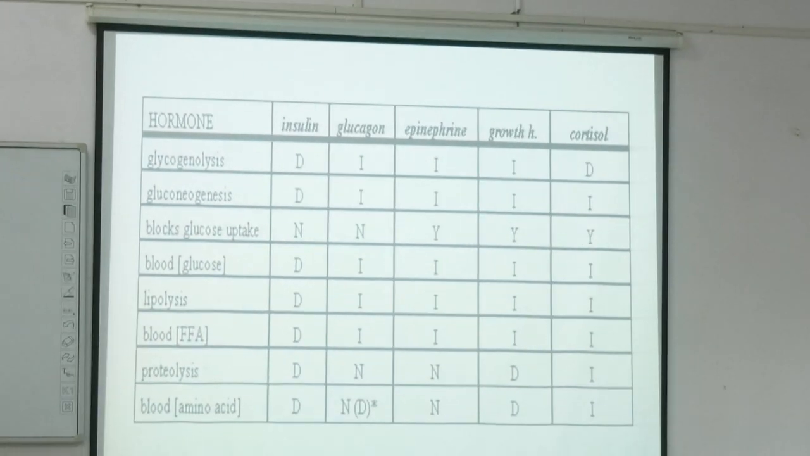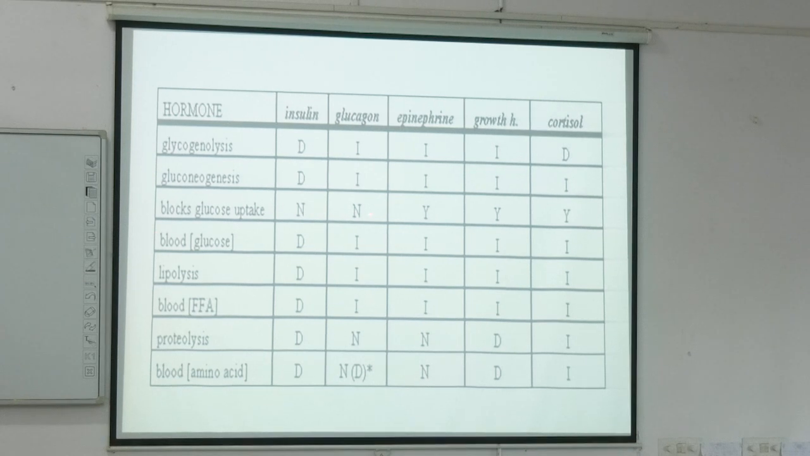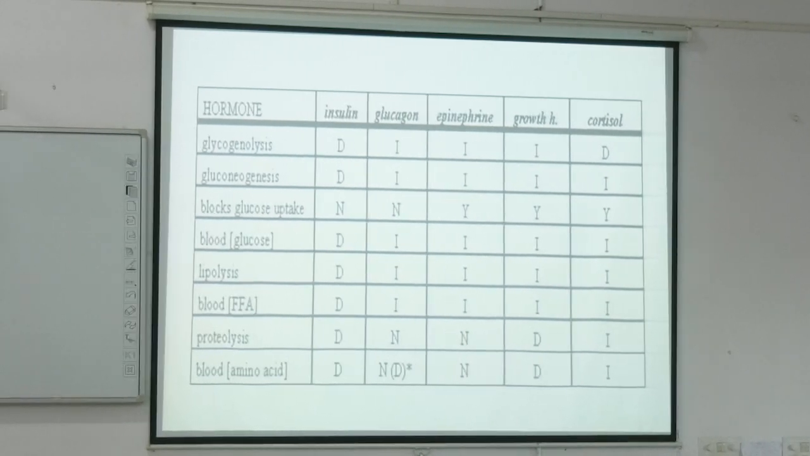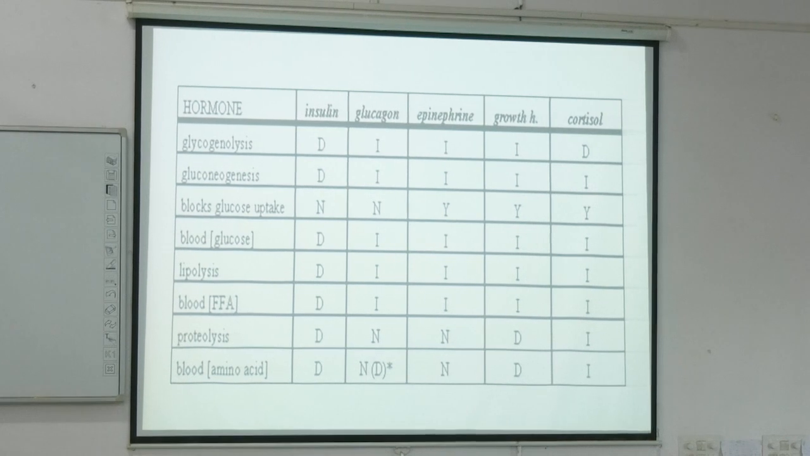D means decreases, I means increases, N means no effect, Y means yes it has effect. N and D means either no effect or decreases.